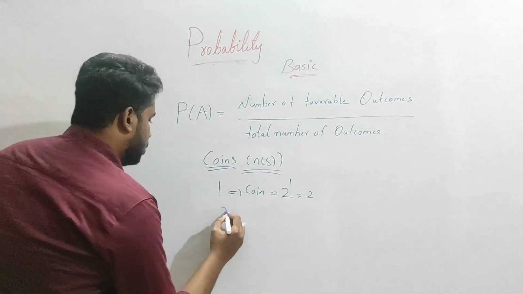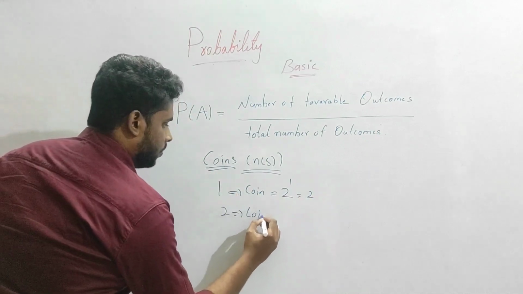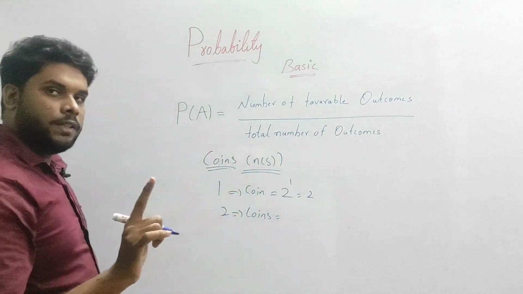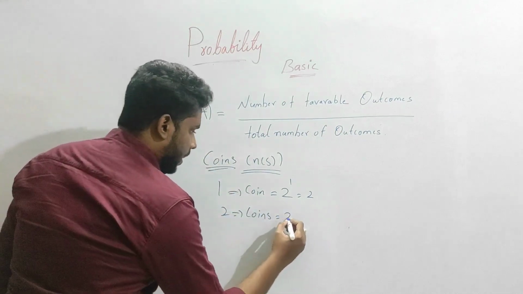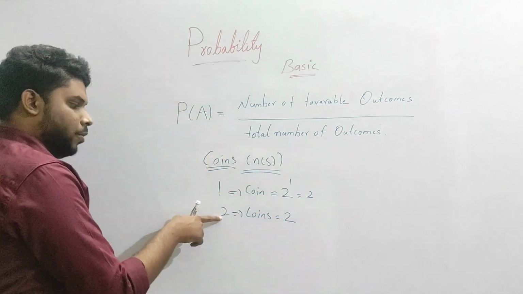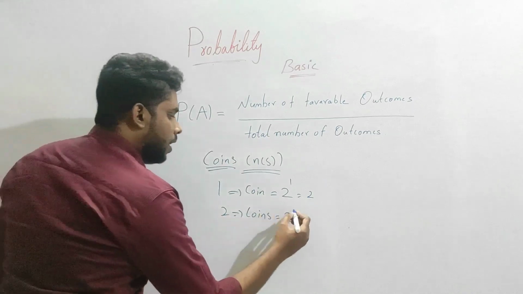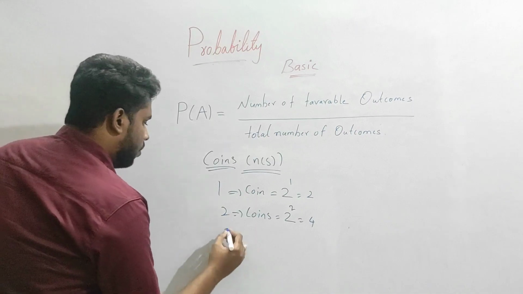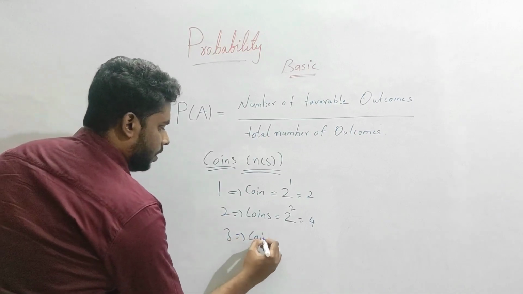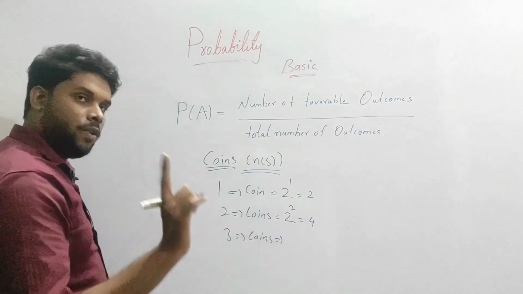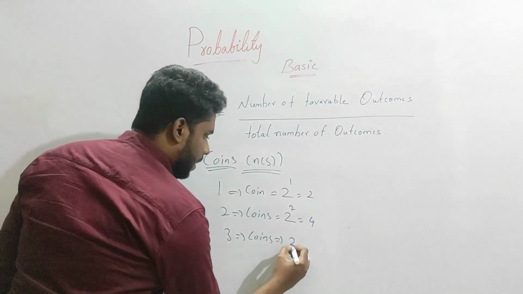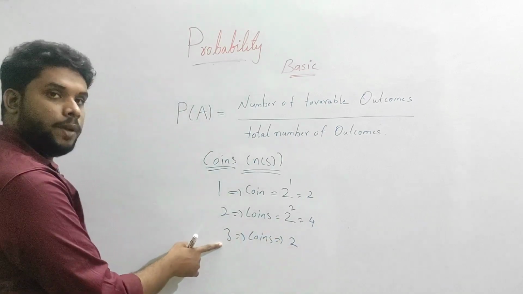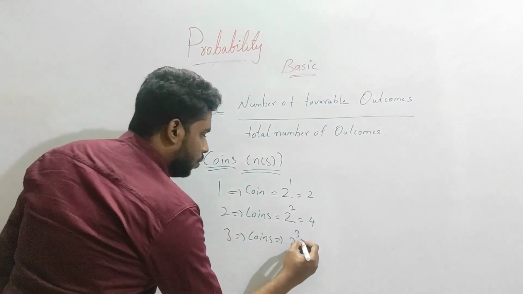Okay, if I am tossing two coins, in one coin there are two outcomes, head and tail. And how many coins am I going to toss? Two. So I write 2 raised to 2, which equals 4. Similarly, if I am tossing 3 coins, in one coin we have two outcomes, head and tail. How many coins are tossed? 3. So I write 2 raised to 3.